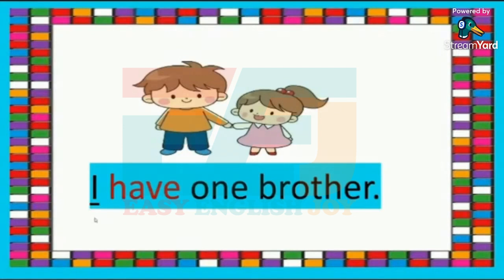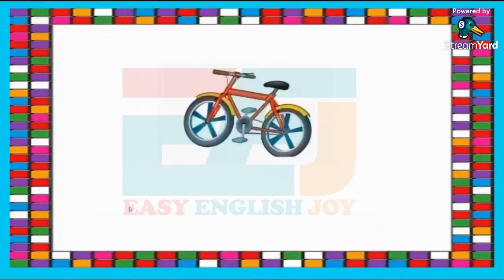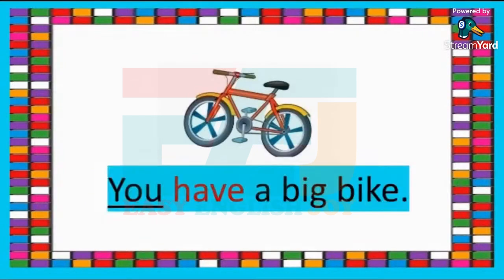Example, I have one brother. So we have here I, followed by have. So we use I for have. You have a big bike. So we have here you. We use it for have. You have a big bike.